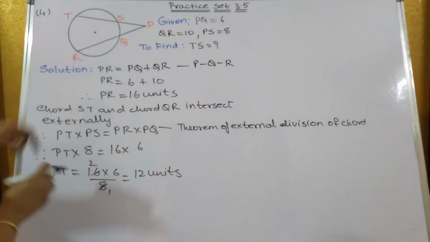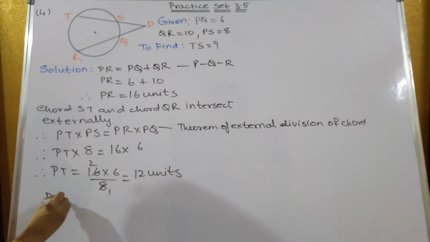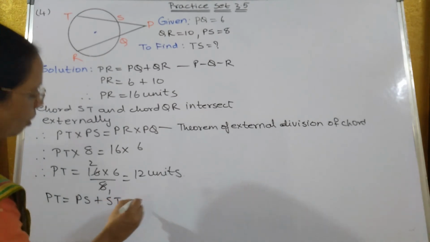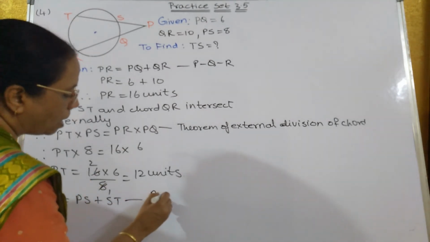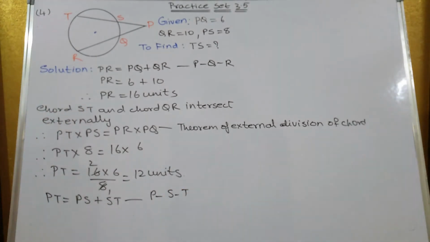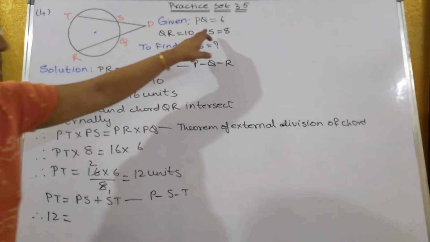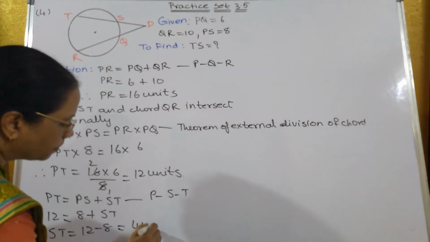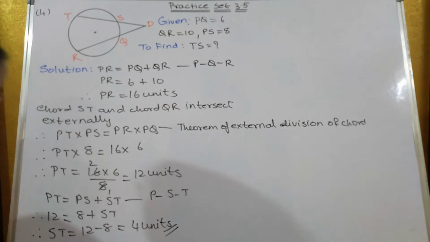Now we have to find out TS. So PT is made up of what? PT is made up of PS plus ST. Reason, what you'll write? P, S and T are collinear points. Now what is PT? PT is equal to 12. What is PS? PS is equal to 8 plus ST. Therefore, ST is equal to 12 minus 8, that is equal to 4 units. So that's the final answer. What is TS or ST? That is equal to 4 units.